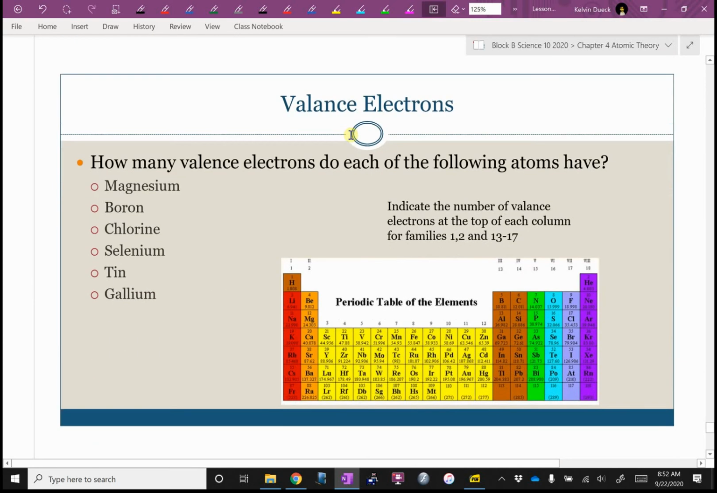So, how many valence electrons do each of the following atoms have? Did I include this little list in your notes or not? I can't remember. I did?